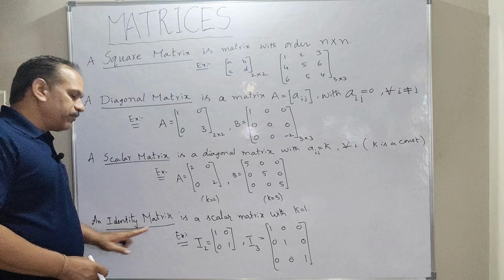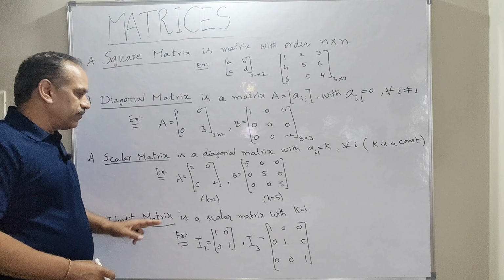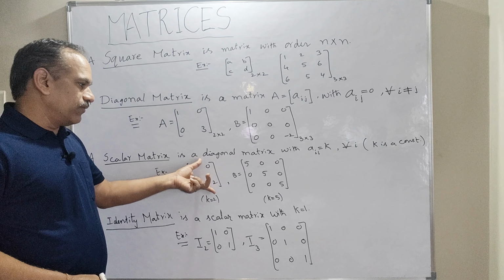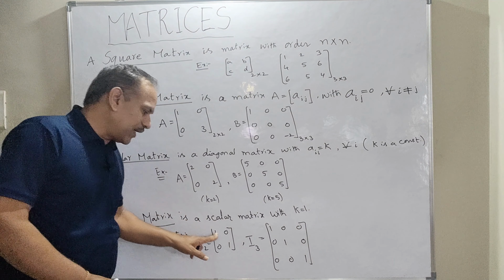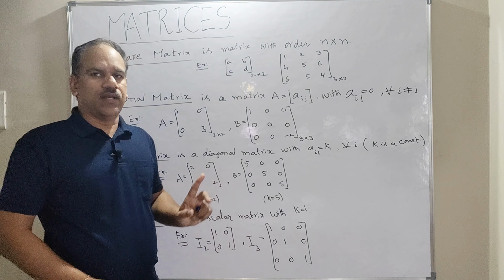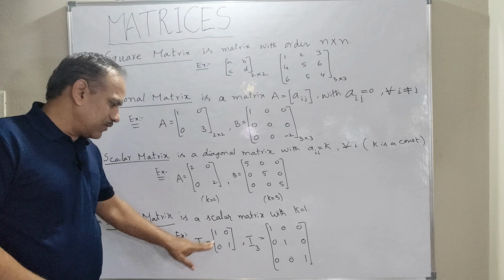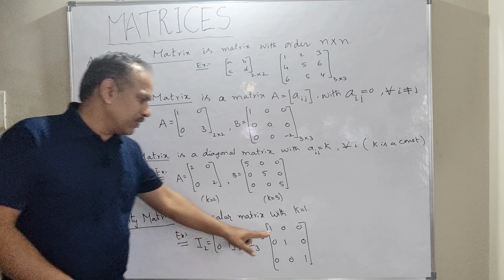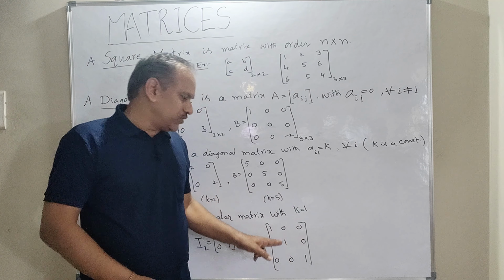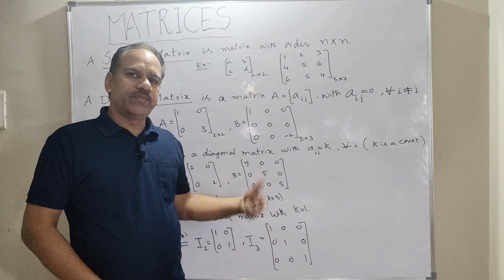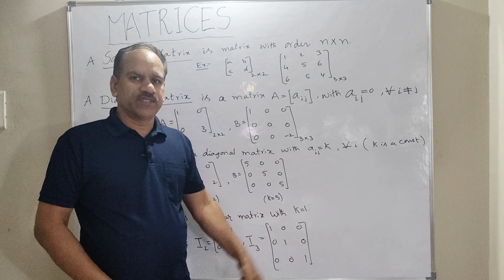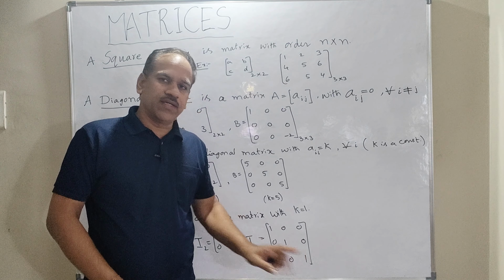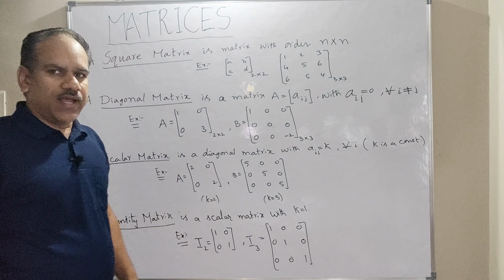Next, an identity matrix. What is an identity matrix? An identity matrix is a scalar matrix where k equal to 1. That means all the diagonal entries must be equal to 1, right? So 1, 0, 0, 1. 1, 0, 0, 0, 1. Because it should be a scalar matrix and basically a diagonal matrix. Other than the principal diagonal, all other entries must be 0 and the diagonal elements must be equal to 1. That is called an identity matrix.